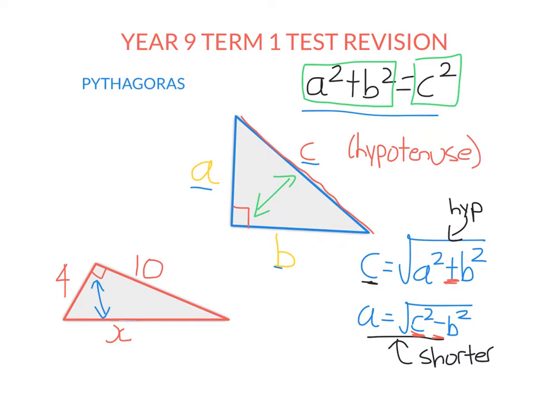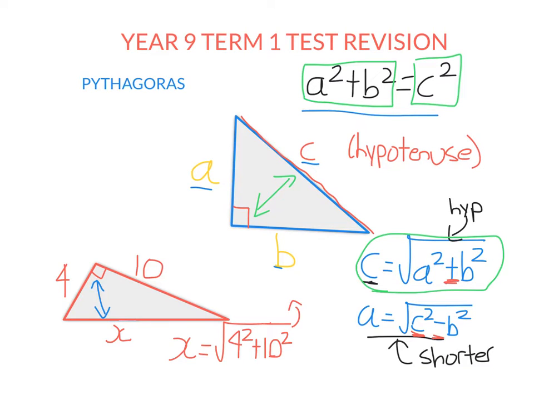So therefore we're going to need to use this formula here. It doesn't matter that I called it x instead of c. It's just going to be the square root of shorter side squared plus shorter side squared. Make sure you're square rooting the whole thing. Now, I can actually write this answer two ways. Since 4 squared plus 10 squared is 116, I can write it as the square root of 116. That is called exact form.